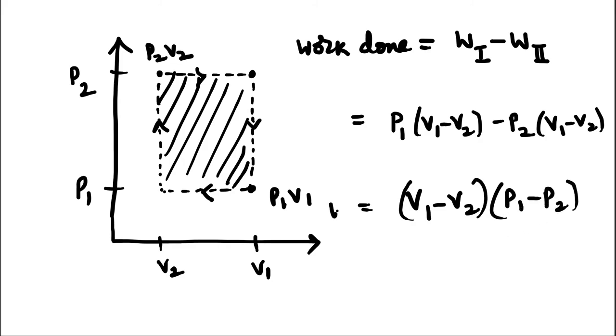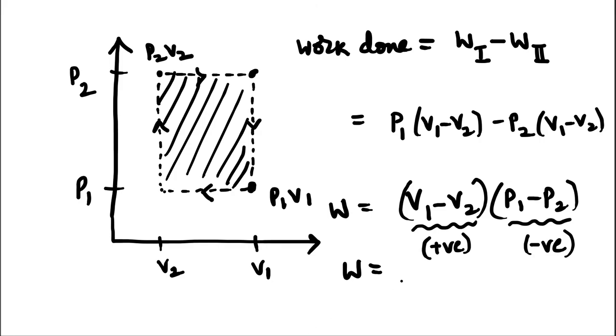This is the work done in this process. So is it equal to 0? No. There is a V1 minus V2, so this is V1 and this is V2. This has some magnitude, and we know V1 is greater than V2. Therefore this is a positive number. Whereas for P1 minus P2, P1 is smaller than P2, because this is P1 and this is P2. Therefore this is a negative value. So overall work is negative.